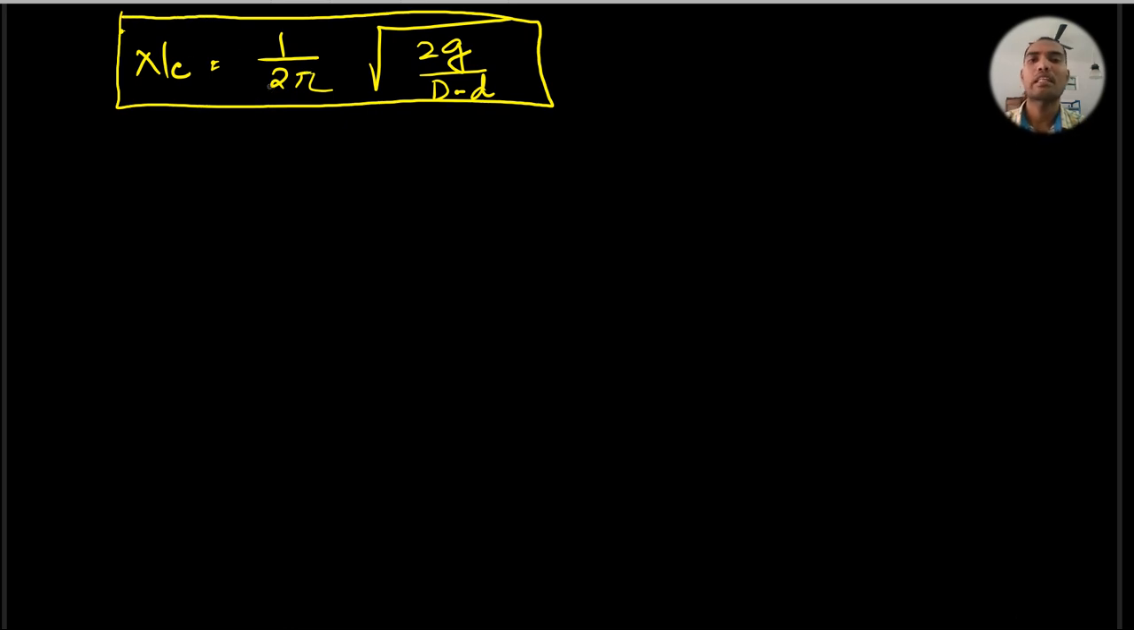So this is the critical speed of the ball mill. If you operate the ball mill beyond this speed, then the balls will never fall and no impact will happen, and no size reduction will happen. Now let's solve one example.